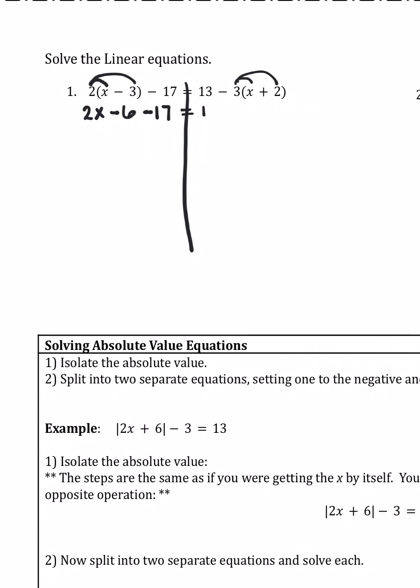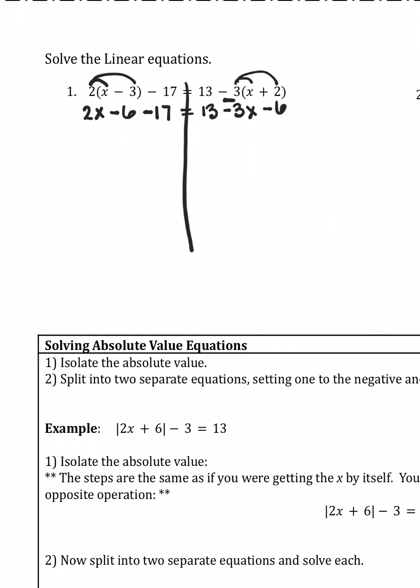That 13 is not in parentheses. Now you are technically distributing a negative 3. So I'm gonna have minus 3x minus 6. So now I'm gonna combine like terms on each side to make life a little easier for myself because I see constants on both sides that I can put together.